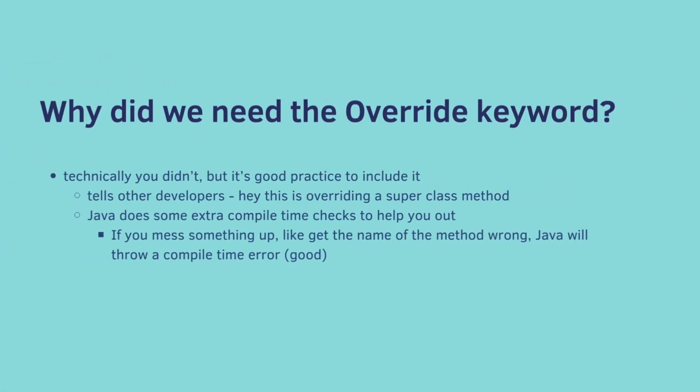Why did we need the override keyword? Technically, you didn't. If your method is identical, you don't need the override keyword, but it's good practice to include it. This tells other developers, hey, this is overriding a superclass method. And then Java also does some extra compile time checks to help you out. So let's say you mess something up and you get the name of your method wrong. If you include the override annotation, Java will throw a compile time error saying, I thought you were supposed to override this, but I don't see anything that you're overriding. This is a good thing. It helps you figure things out before you even run your program.